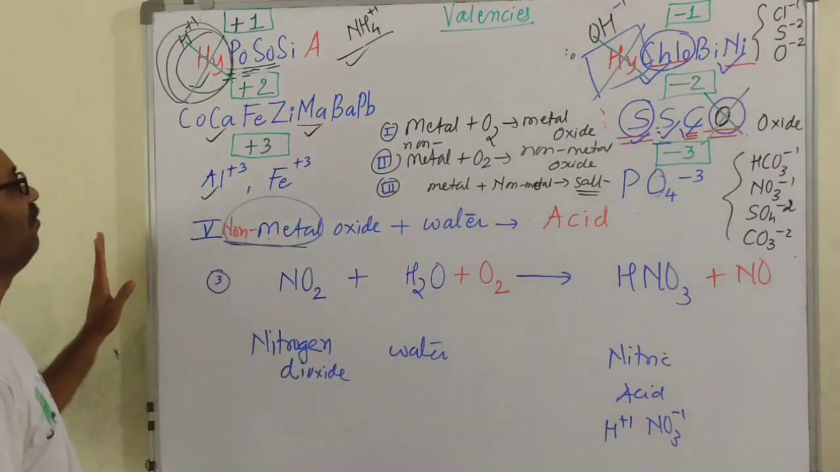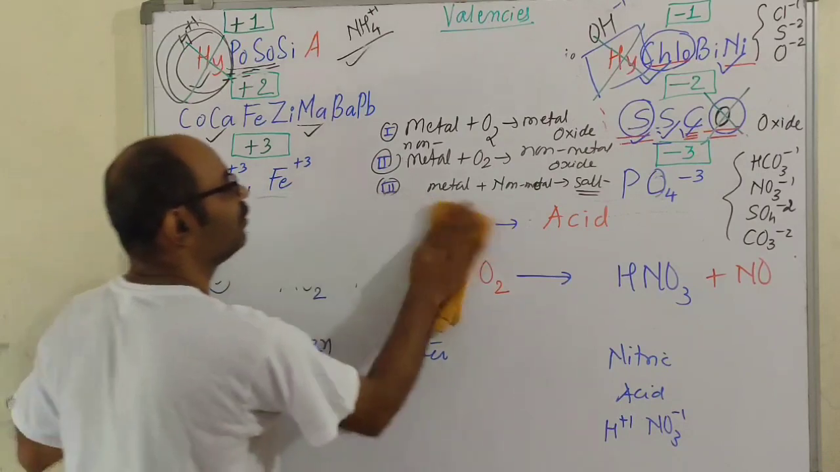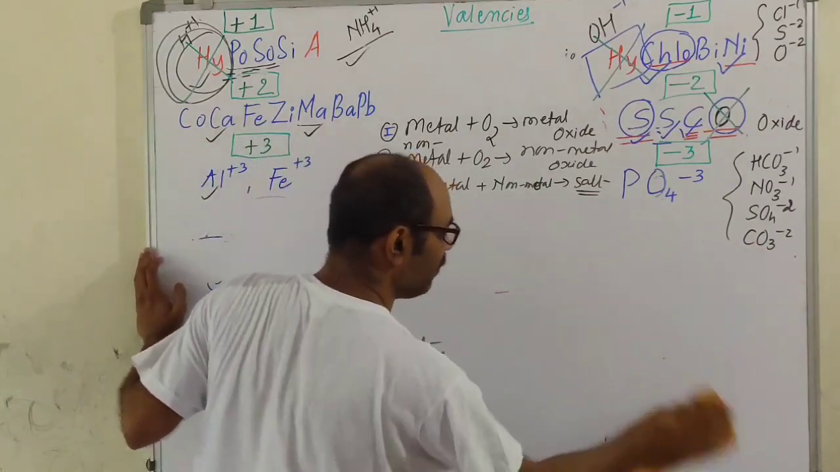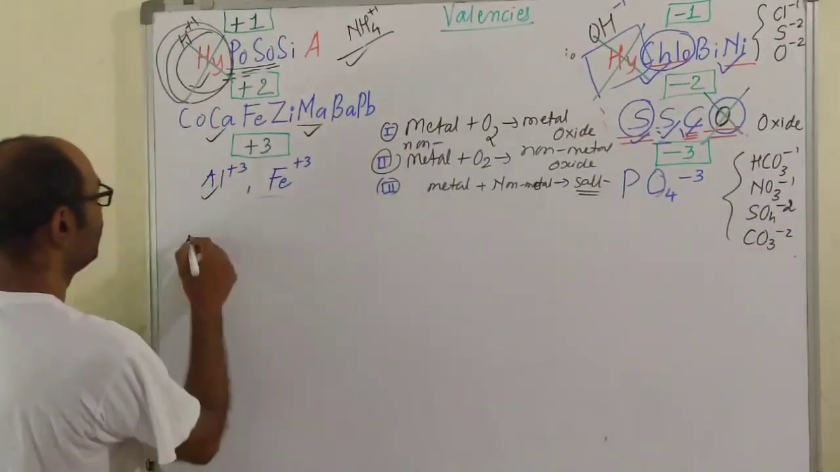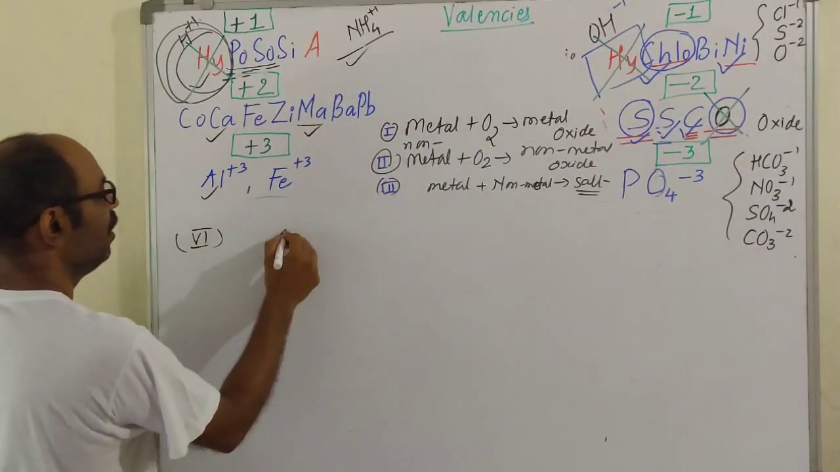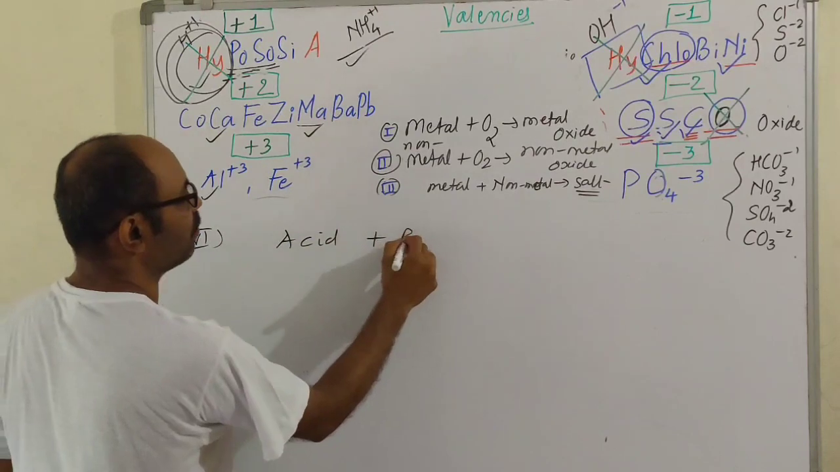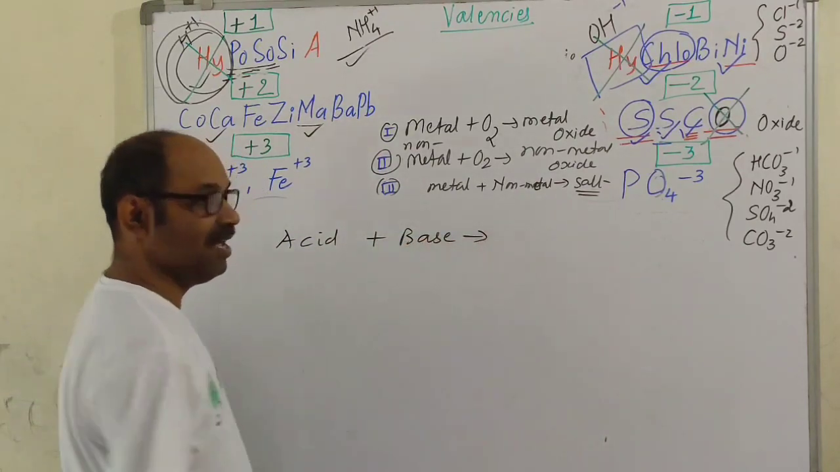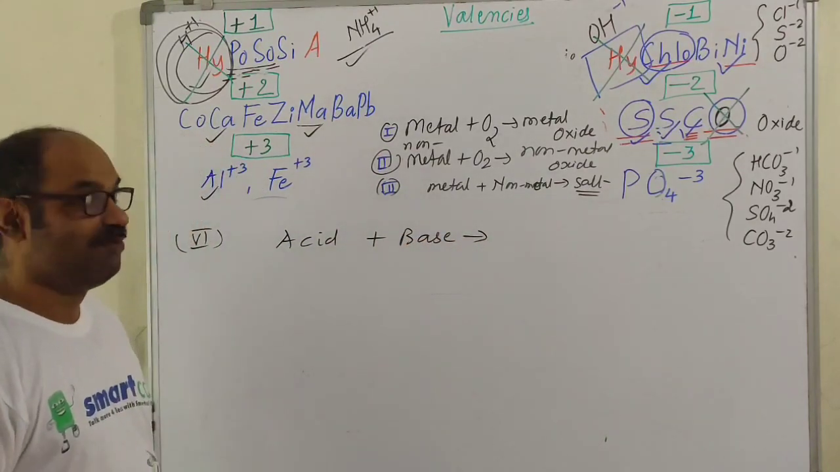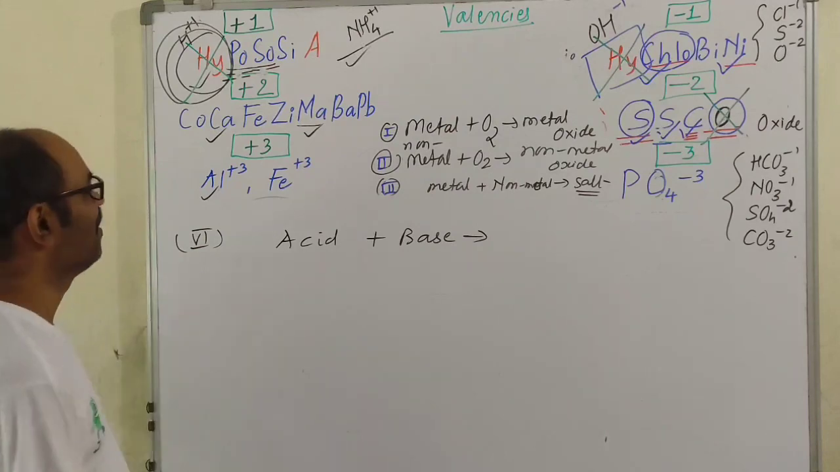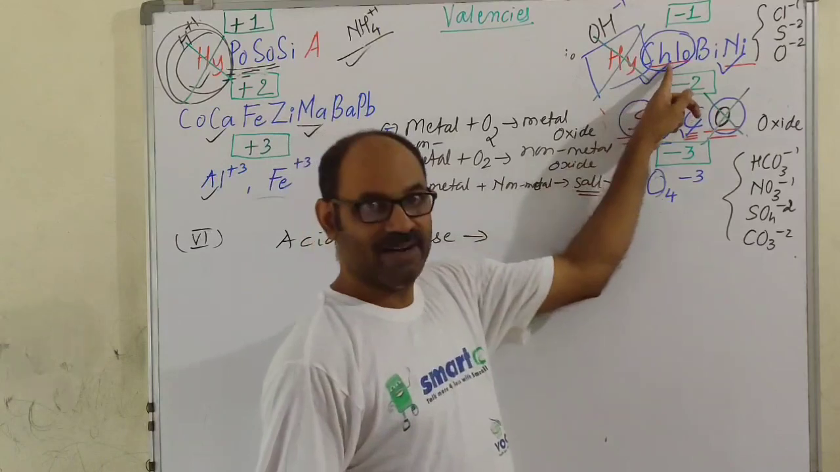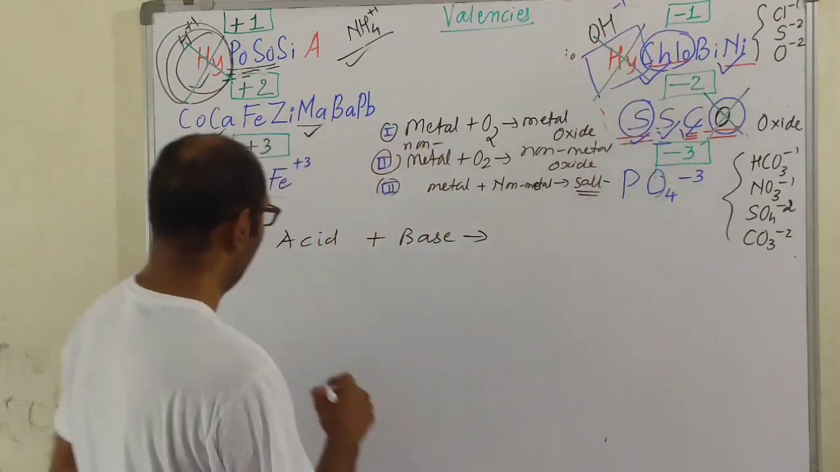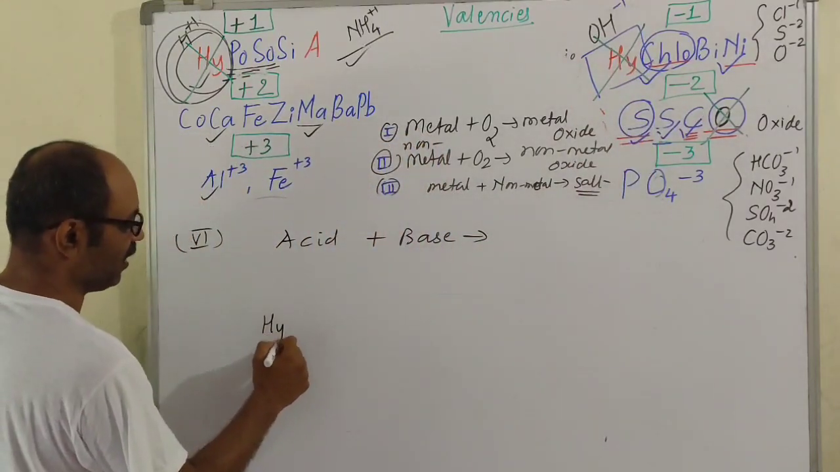So 5 we saw. Now 6th one. Very interesting. 6th and 7th, two things we are going to see. 6th, acid plus base. Acid plus base gives you what? Let us see. एक एसिड ले लो. चलिए क्लोराइड वाला ले लेते, वो बेस्ट एग्जांपल है. सो हाइड्रोक्लोरिक एसिड.